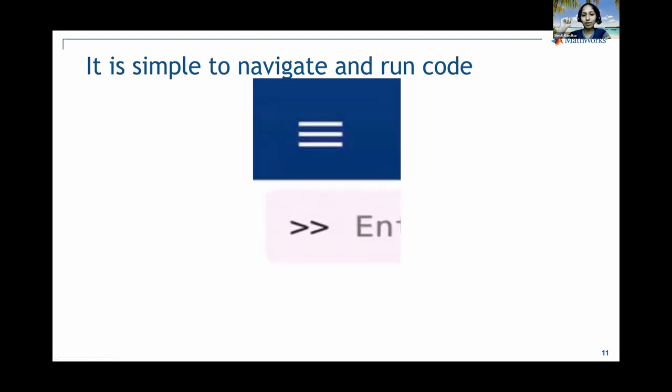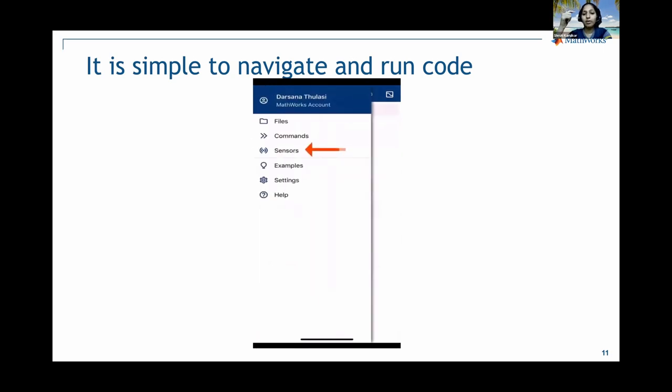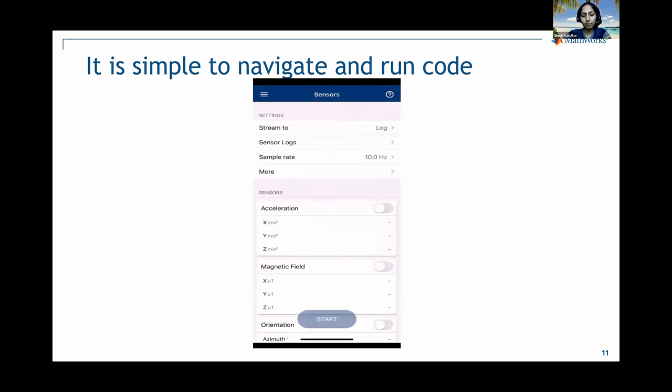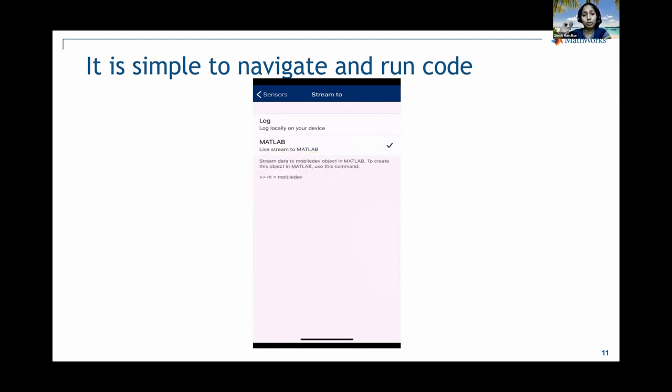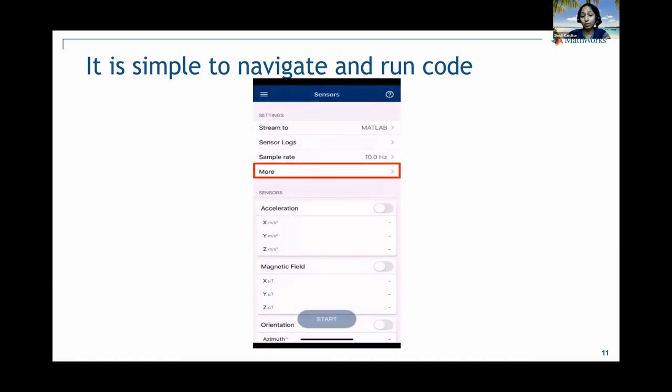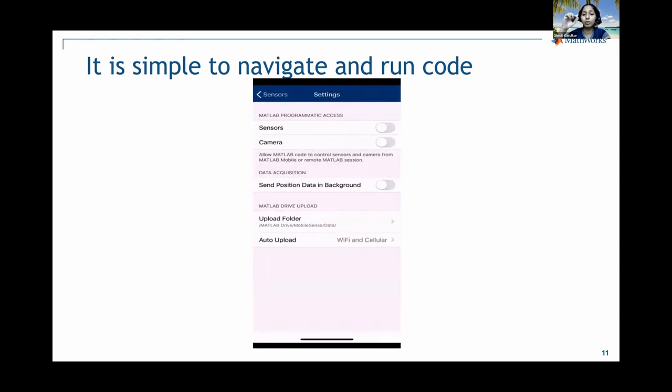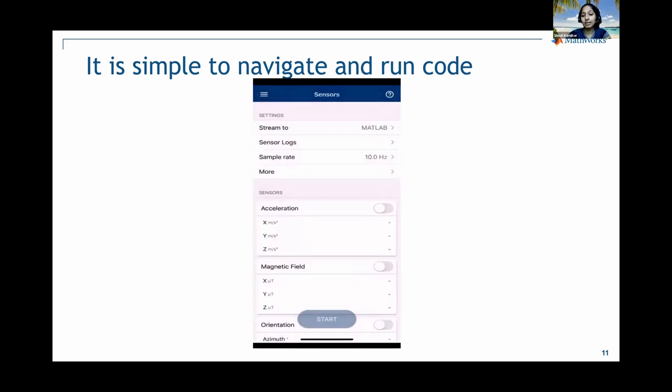Okay. So once you log into the app, use the hamburger menu to see the different options. First, select the sensors option by clicking it. Then go to the first option, which is stream to, and click on it. Once you do that, you will see two options, log and MATLAB. Select the second option, which is MATLAB, because we want to log all the sensor data into MATLAB, because that's where we are going to do the analysis. Next, click on the More tab, and then enable sensors. Doing so is important because we want to allow collecting sensor data for our MATLAB Mobile app.